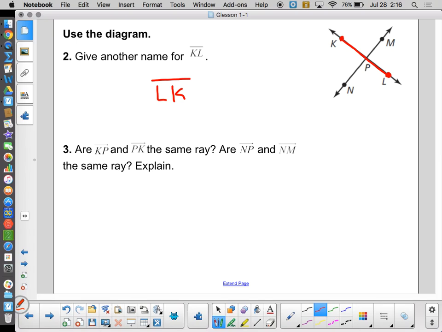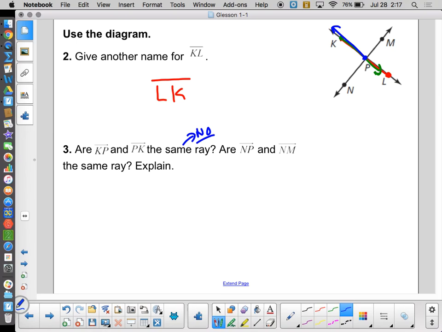Next, are KP and PK the same ray? Well, let's take a look at that. KP starts at K and goes the direction of P, so that's going that way. PK starts at P and goes this direction. So when I draw it, are they the same ray? No, they are not. Are they opposite rays? No. They have different endpoints. They use the same two letters, but as the letters go in opposite order, they are not opposite rays. They are not the same ray. They just happen to use the same letters.